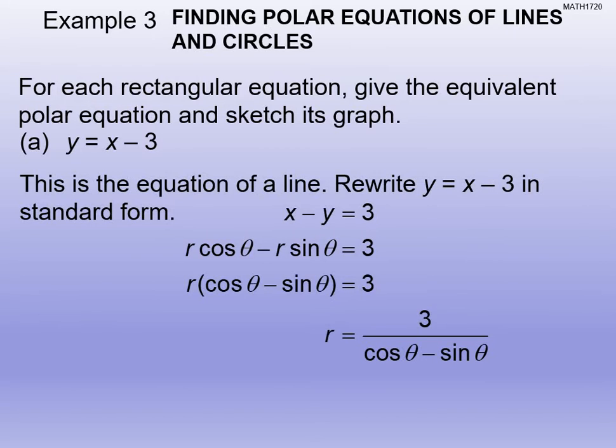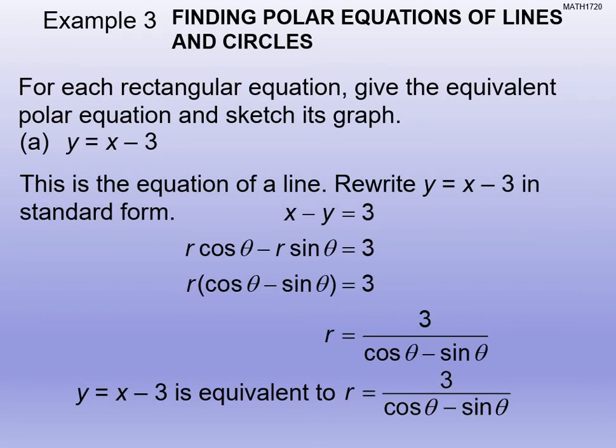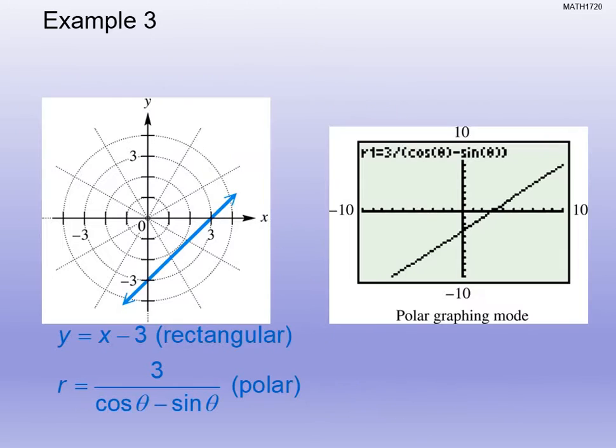We converted it to polar in case we wanted to graph it. So the equivalency, y equals x minus 3, is the same thing in polar as r equals 3 divided by cosine of theta minus sine of theta. Alright, so how would we graph that? Well, you get to graph this in your calculator.